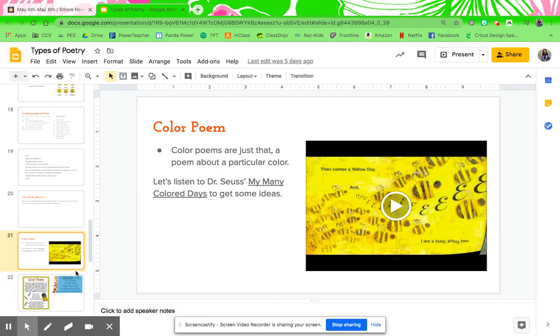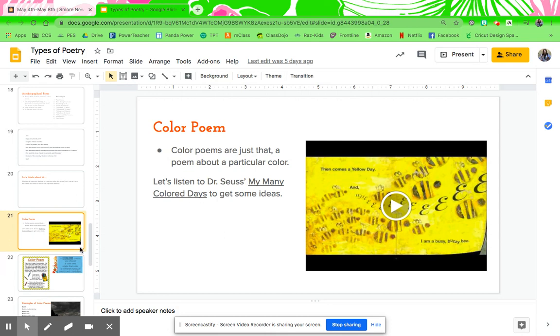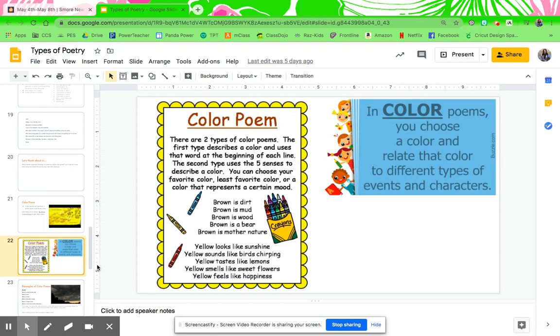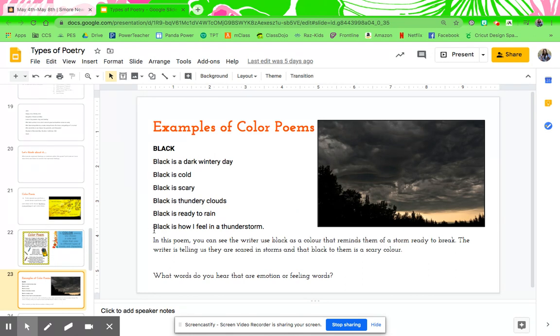So here we have, again, we watched and listened to that book. Color poems are just that. They are a poem about a particular color. Okay, we went over that. You choose a color, you relate to that color with different types of events and characters. And here we have an example of the poem Black. So this one will kind of remind you of what you just heard in that book. But the poem Black reads like this.